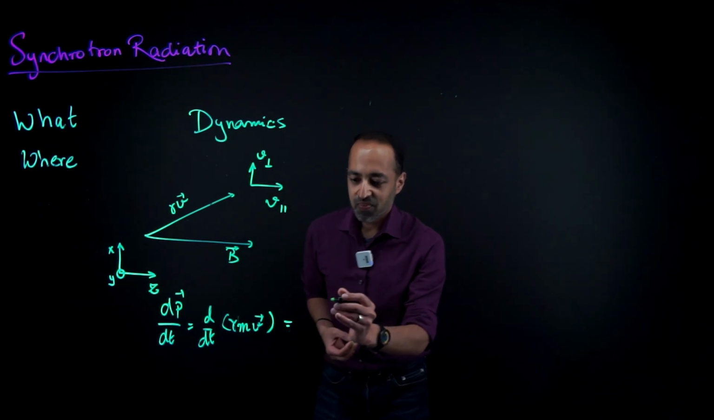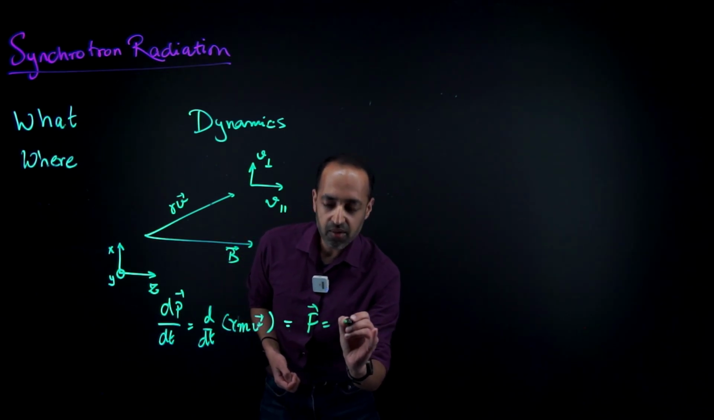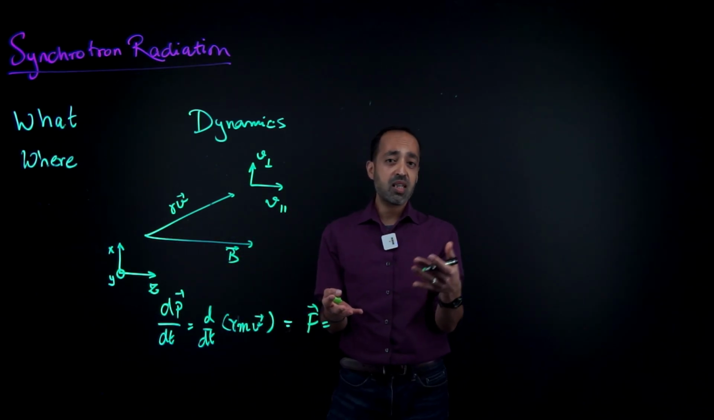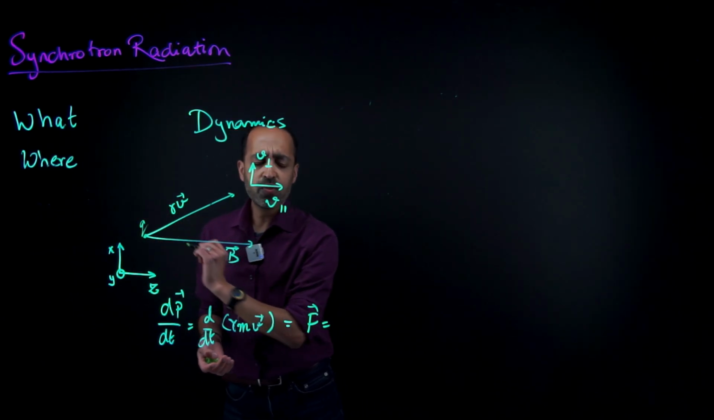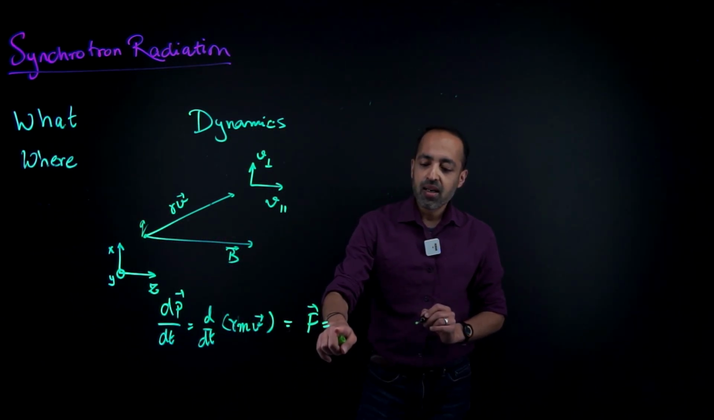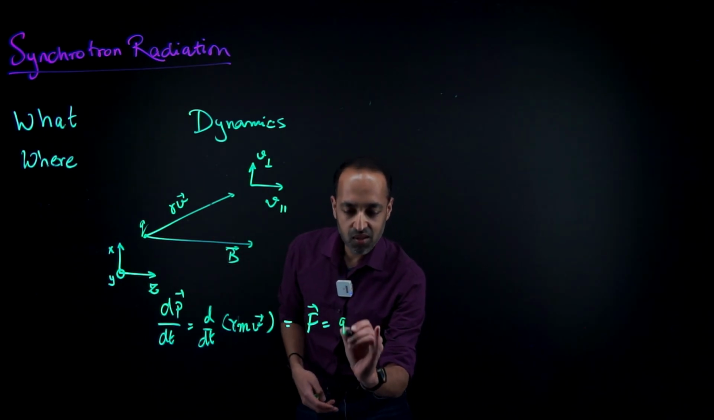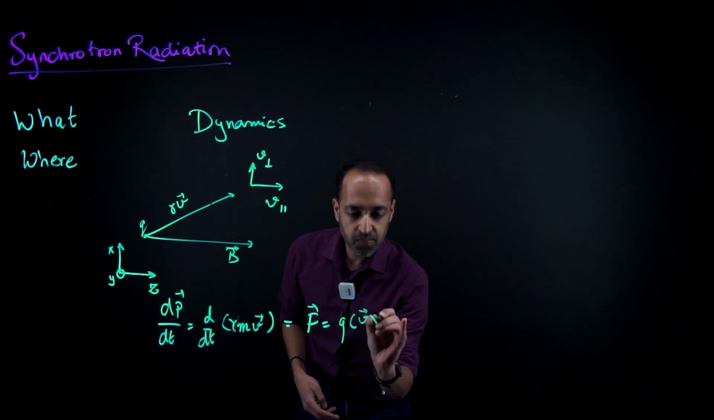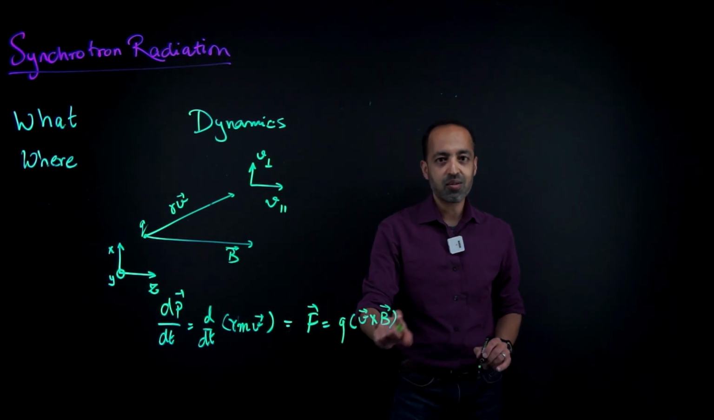So the relevant force in our case is the Lorentz force. It's usually Q times E plus V cross B. Let's say this is a charged particle with charge Q. So it's QE plus V cross B. There's no electric field, so it's just Q times V cross B, the velocity vector crossed with the magnetic field.